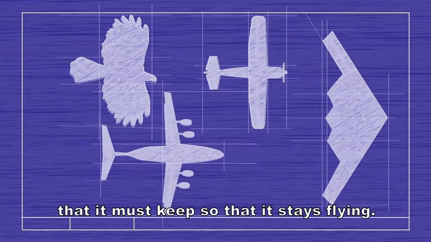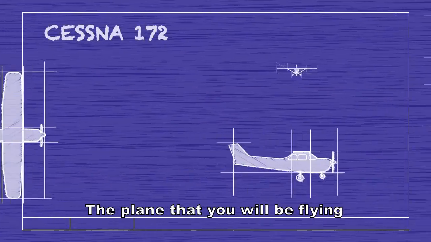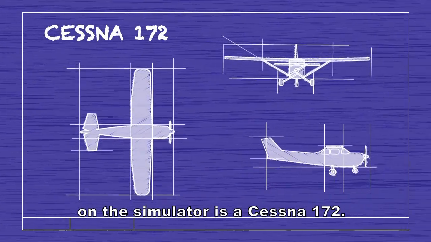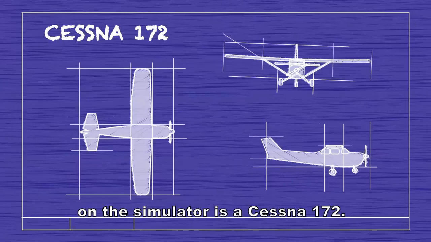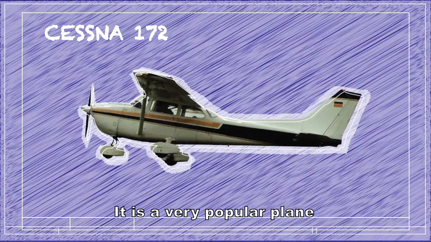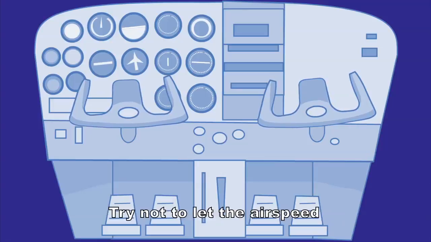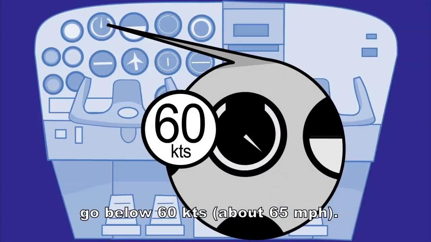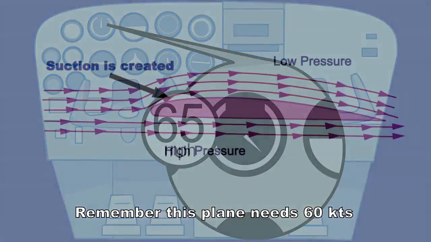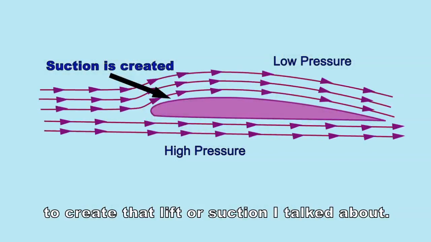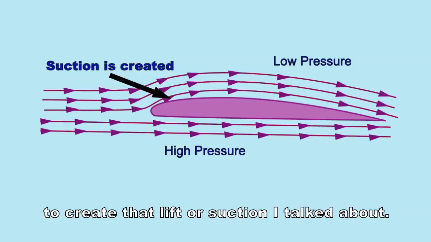The plane that you will be flying on the simulator is a Cessna 172. It is a very popular plane and used a lot for flight training. Try not to let the airspeed get below 60 knots, about 65 miles an hour. Remember, this plane needs 60 knots to create that lift or suction I talked about.